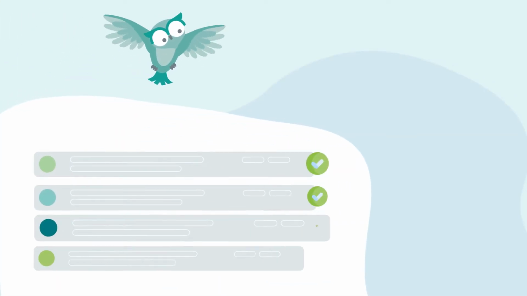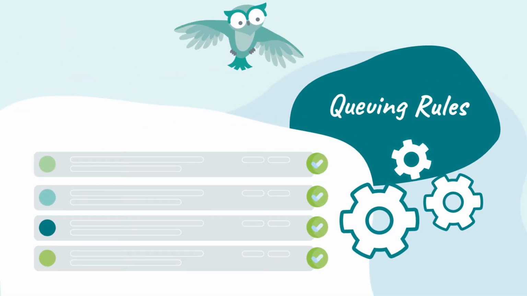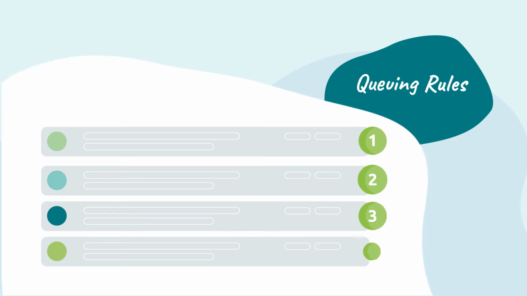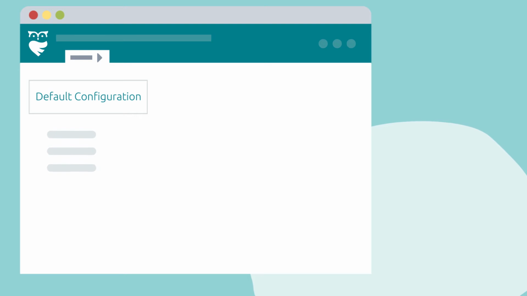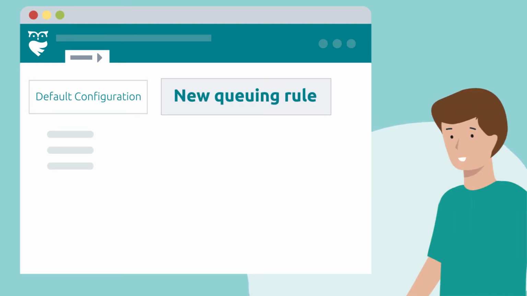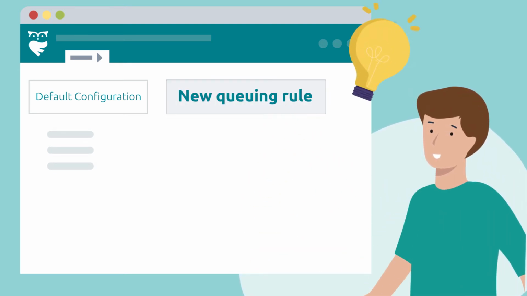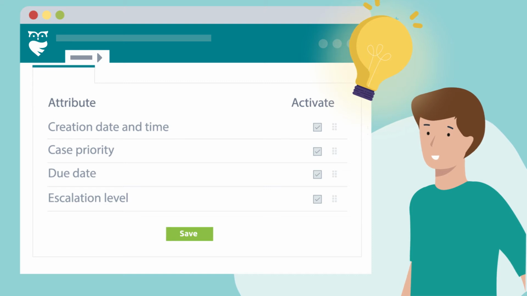Not really. ThinkOwl's intelligent guide allows account administrators to create queuing rules. Queuing rules determine the order in which cases should be assigned to agents, one after the other. A default queuing rule is readily available in ThinkOwl. However, if Joe, the administrator, wants to set a new rule, he can certainly do so.